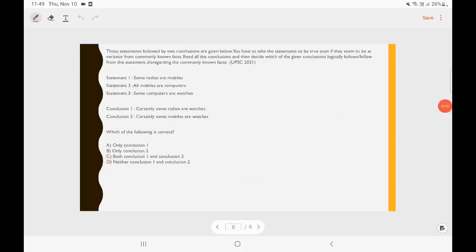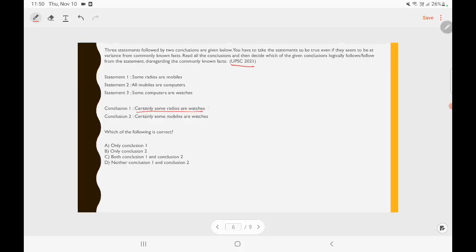Okay, this is another question from UPSC 2021. Let's read the conclusions first. The first conclusion says that certainly some radios are watches. This is extreme. Certainly means whatever the case, it is true. So there are high chances that this is wrong. Again, conclusion 2 has the word certainly. It's also very extreme. So there is a high chance that option D is the right answer. I'm only saying a high chance.